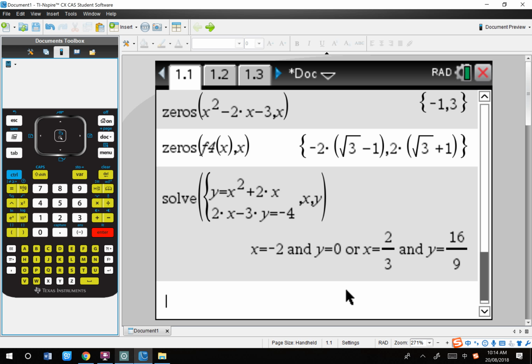So that's how to use the calculator page to find intersection. Okay, to find the intersection between not only a linear and a quadratic. It can be quadratic and quadratic. It can be anything. Just type the two functions in, comma x, comma y. It will give you the coordinates.